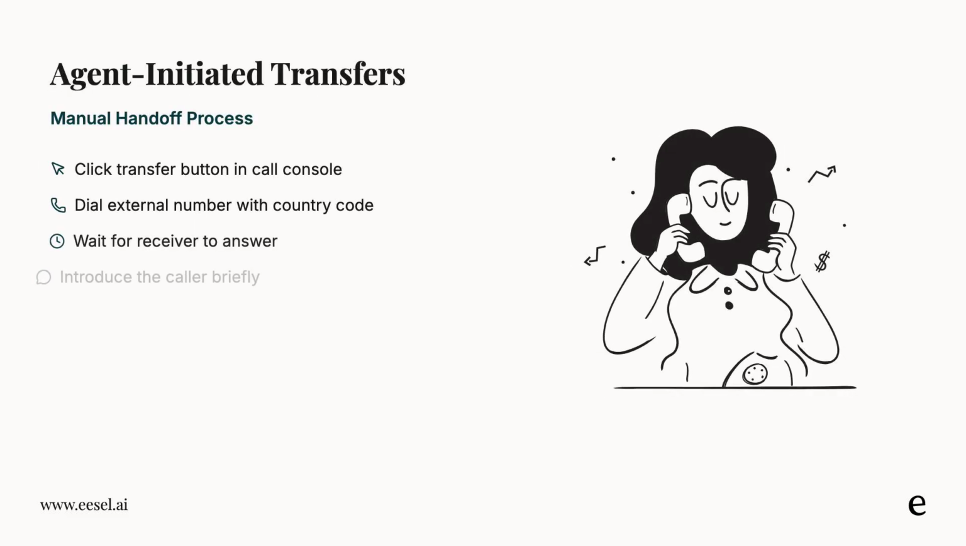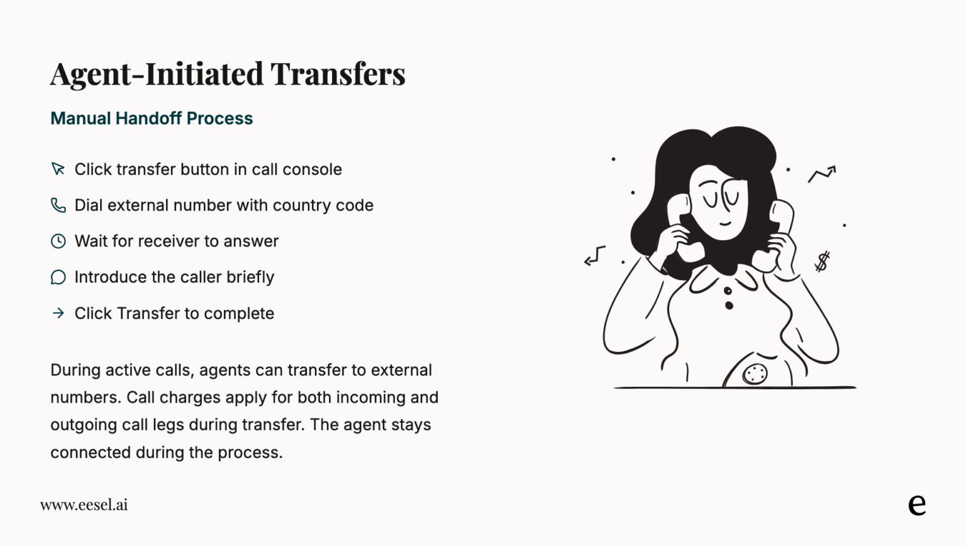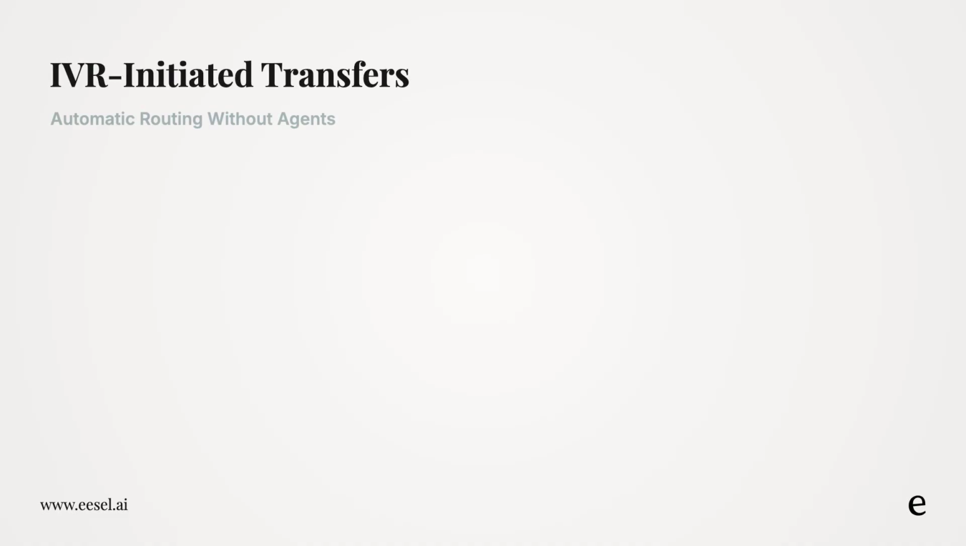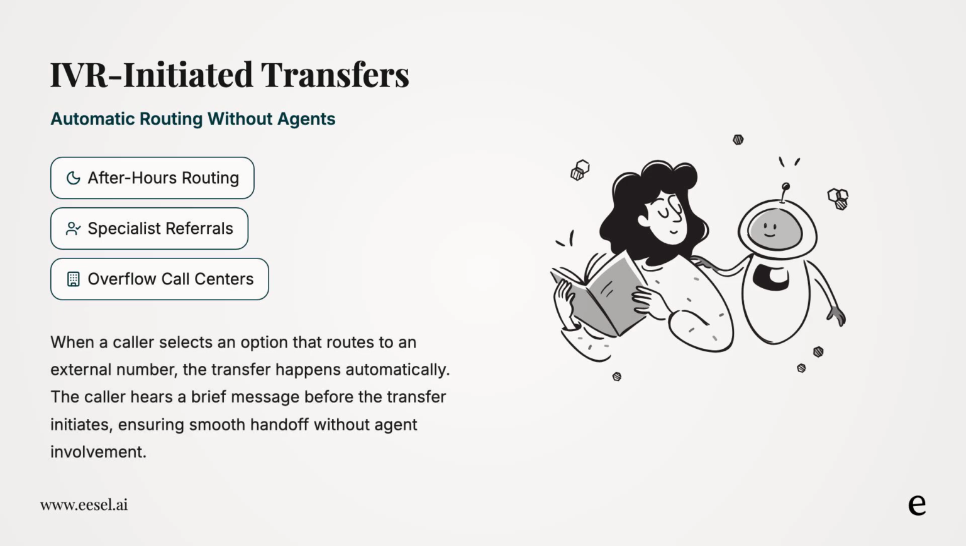Agent-initiated transfers. During active calls, agents can manually transfer to external numbers. They click Transfer, dial the external number with country code, wait for an answer, introduce the caller, then complete the transfer. IVR-initiated transfers work automatically. When a caller selects an option that routes to an external number, the transfer happens without any agent involvement. Perfect for after-hours routing, specialist referrals, or overflow call centers.